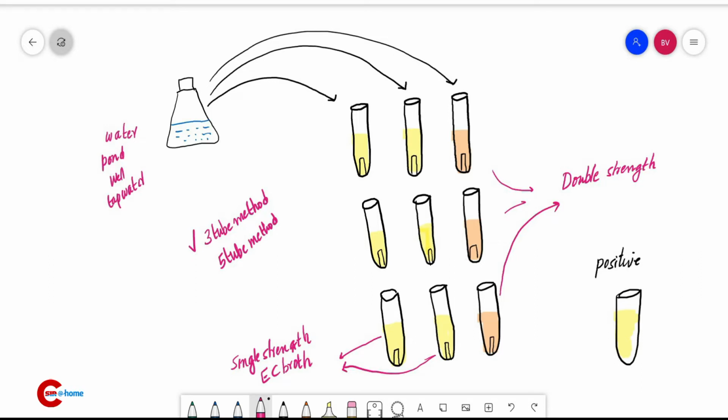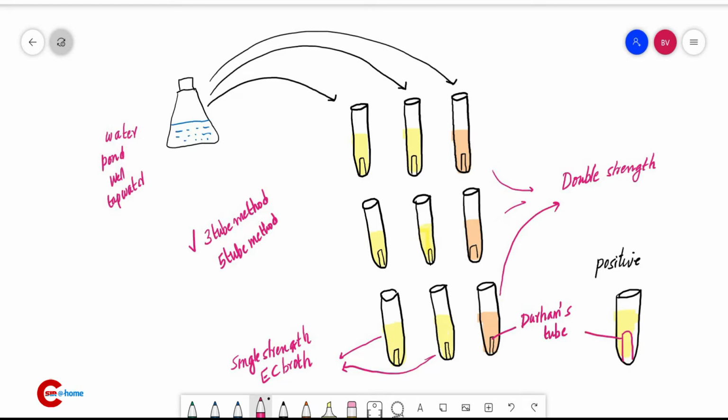Understood. First, we need to prepare this EC broth. That means 3.7 gram in 100 ml. Dissolve the EC broth in 100 ml distilled water. Then fill the test tubes and put the Durham's tube. This is the Durham's tube in inverted position. Why are we putting it in inverted position? Because what is the result after this 24 to 48 hour incubation? What is the result if it contains Escherichia coli or any other coliform? That is gas production. The gas in the Durham's tube.